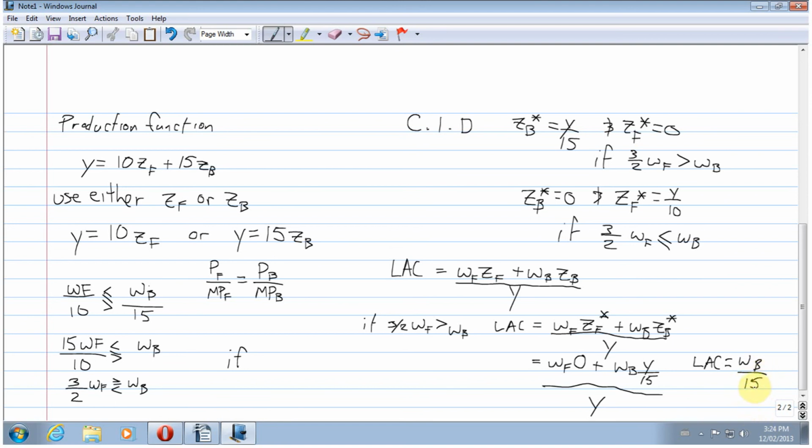And then similarly for the opposite way of this constraint, you can do the same math. Then you'll get that LAC is WF over 10.